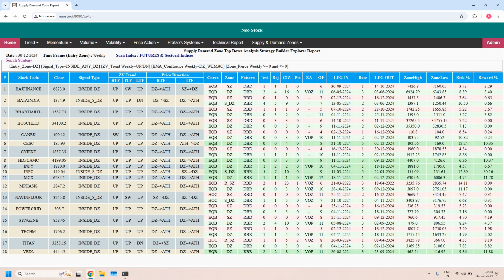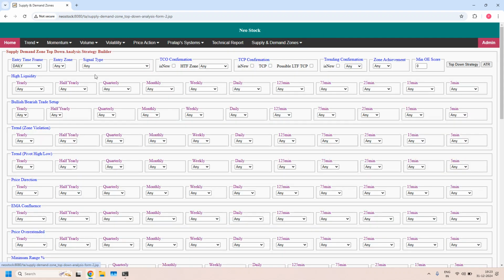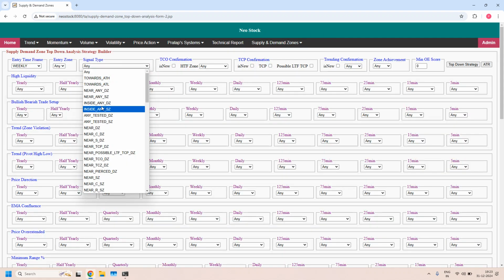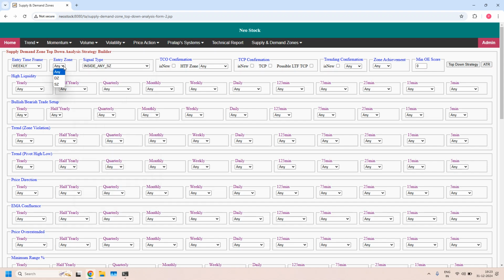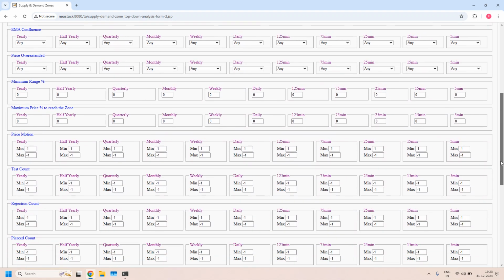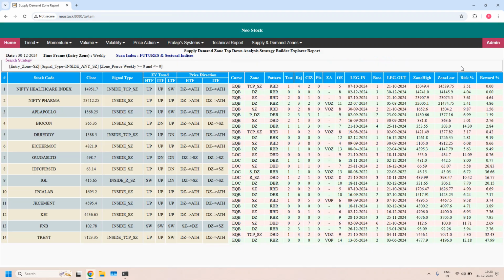Okay, next, weekly time frame. Price closed inside weekly supply zone. These weekly supply zones should not be pierced. So at pierced count, weekly time frame, I am setting minimum value 0, maximum value 0. Let's filter. We got 14 stocks.